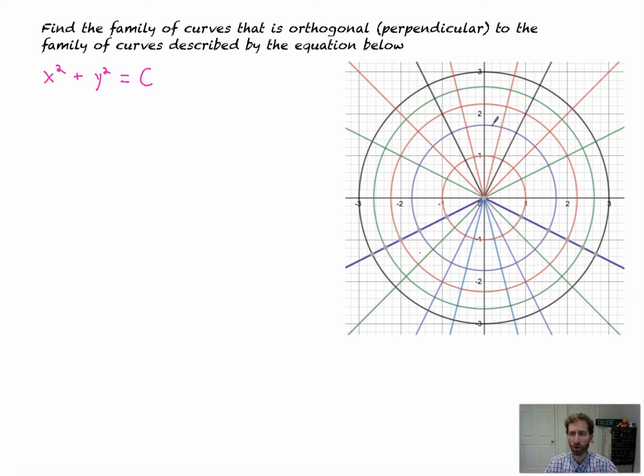That's all of these circles here. Our goal is to find the family of these curves here that are perpendicular to it. So you see that it's perpendicular to it everywhere. So our goal is to figure out what's that family of curves. So how do we do that?